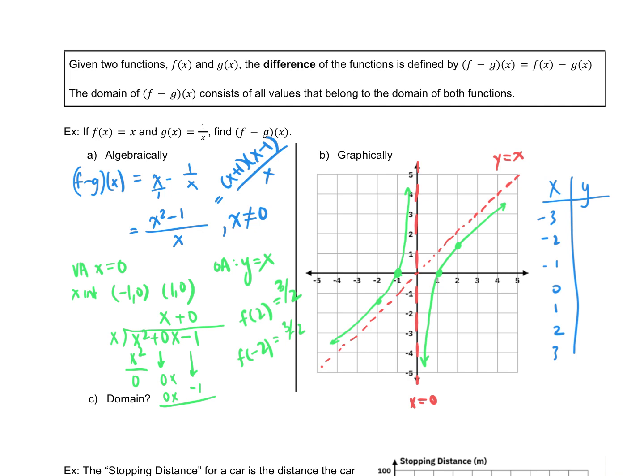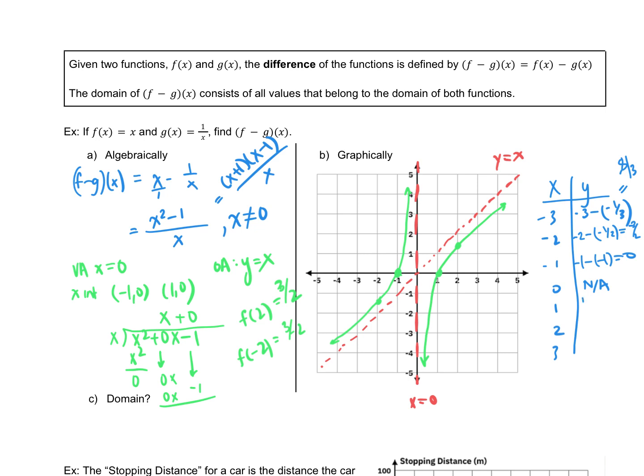So we'll have -3 subtract -1/3. So that would be -8 over 3. Okay, so -2.67, something like that, which looks about right. For -2, we'd have -2 minus -1/2, which is -3 over 2, which is what we had found before. For -1, we'd have -1 subtract -1, which is 0. At 0, we had that asymptote, so no thank you.